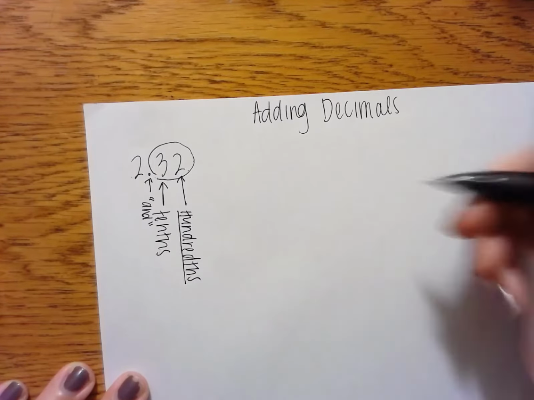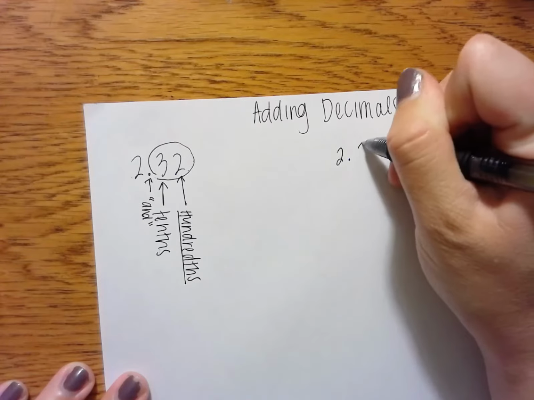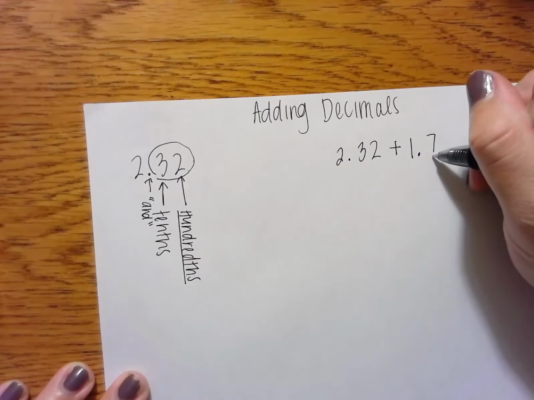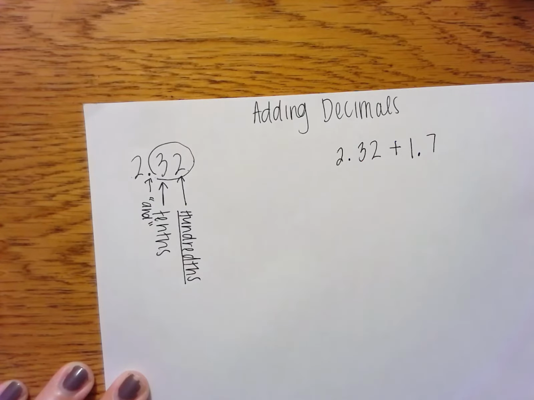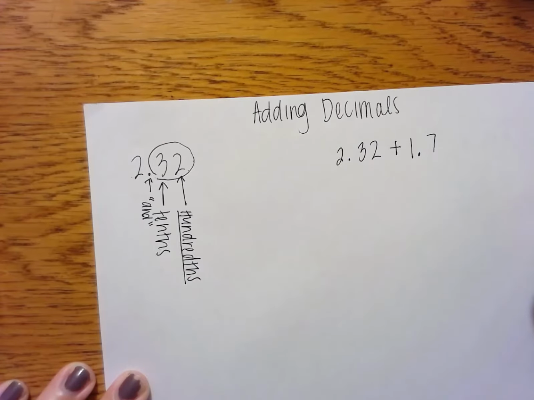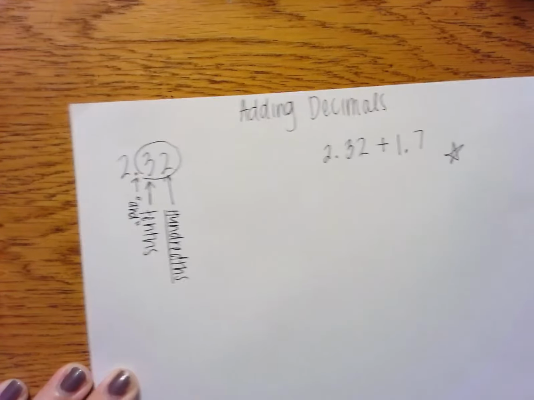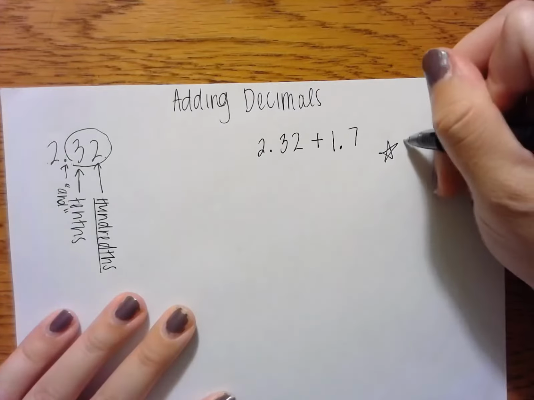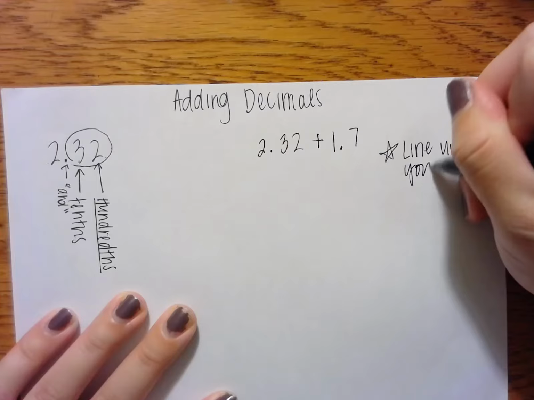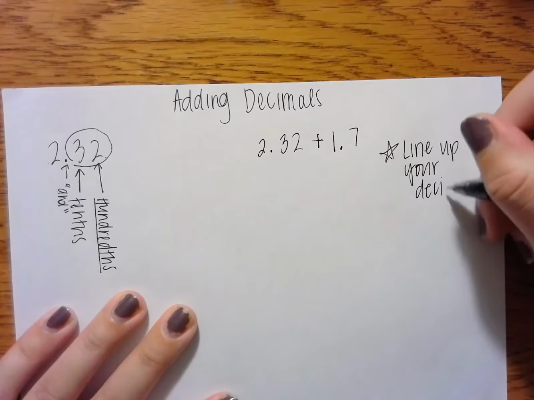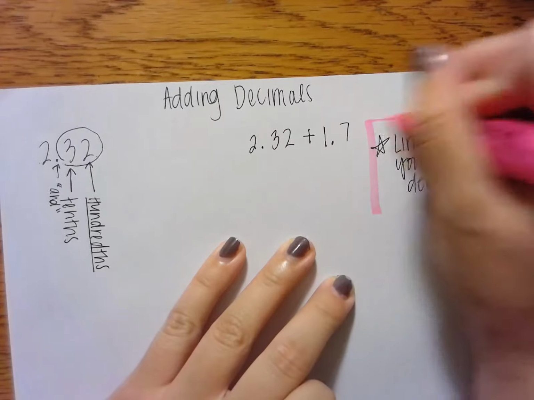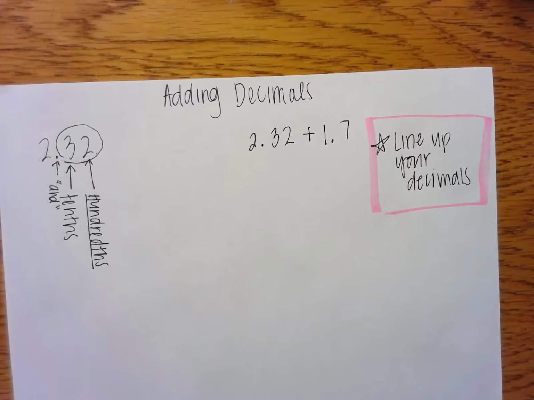So we're going to start with this number, and we are going to add 1 and 7 tenths. A reminder, we say tenths because the 7 is in the tenth spot. When you go to add decimals, the biggest thing that you need to remember is that you need to line up your decimals. I could highlight that all day long, but you need to make sure that you are lining up your decimals.